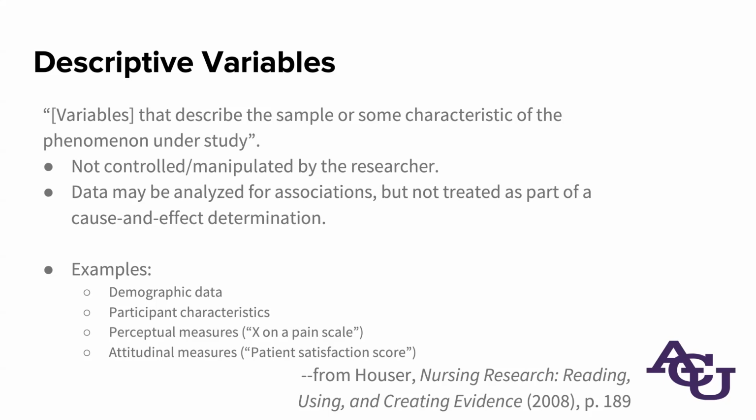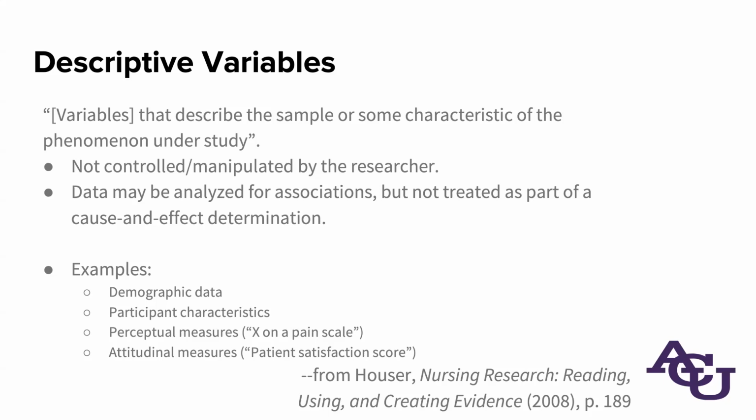Proving causation generally requires a true experiment where, say, if you were measuring the effect of a drug on someone, you might have your control group. People don't get it. And then a group where people get this at a certain dose. There's another one where people get it at a much higher dose. Those are things that are being controlled and manipulated by the researcher. So those would not be descriptive variables.